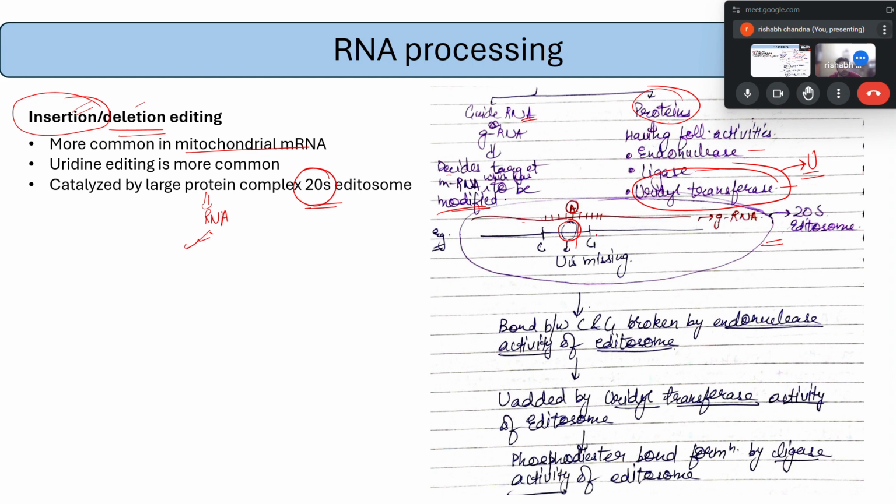Now what will happen? The ligase activity will again seal this bond after adding the uridine. So this will give us the normal mRNA that will yield the normal protein.